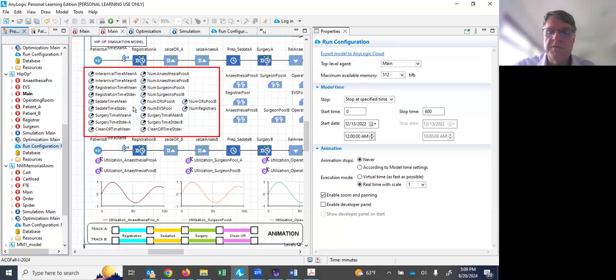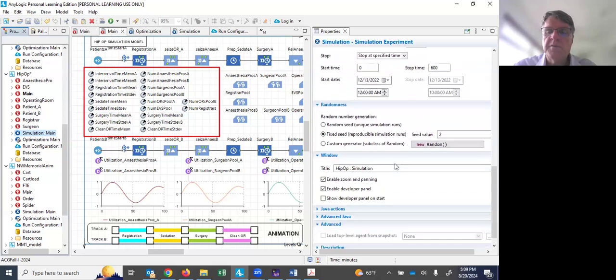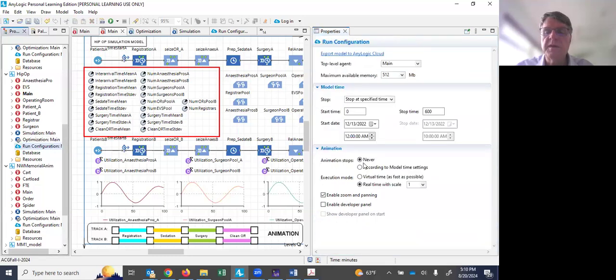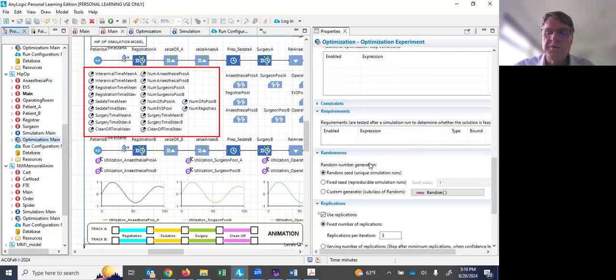But I want to stop these simulations at 600 minutes. And in the simulation main, I want to make sure that we have a random seed that we're going to be using. So I'll just save that, look at the optimization main also, and make sure that I have a random seed. So that is in fact in place. We'll talk about the optimization as the final clip.